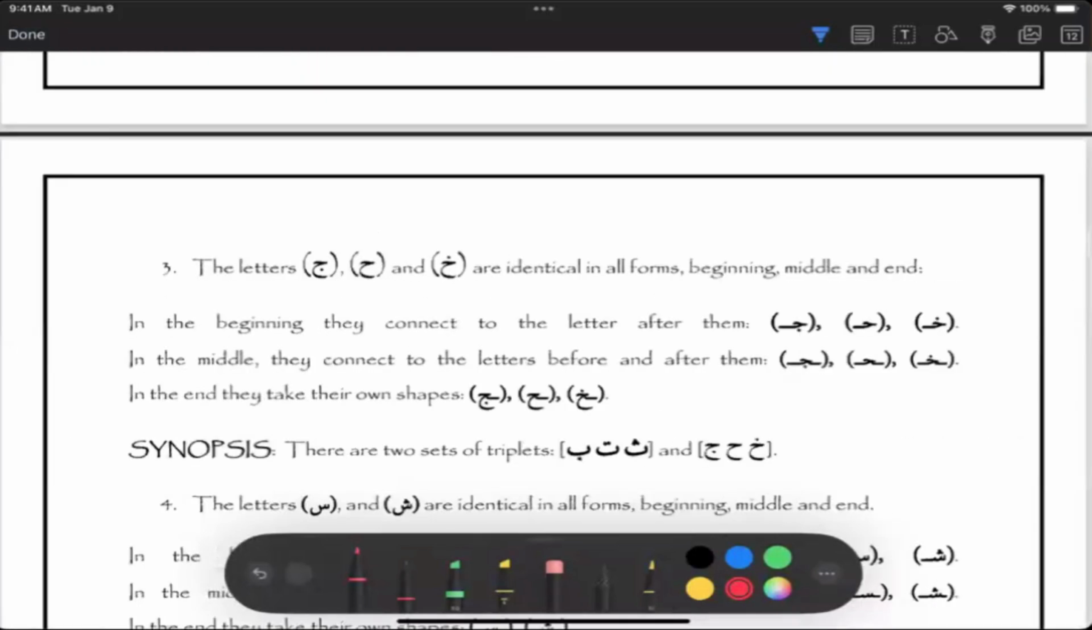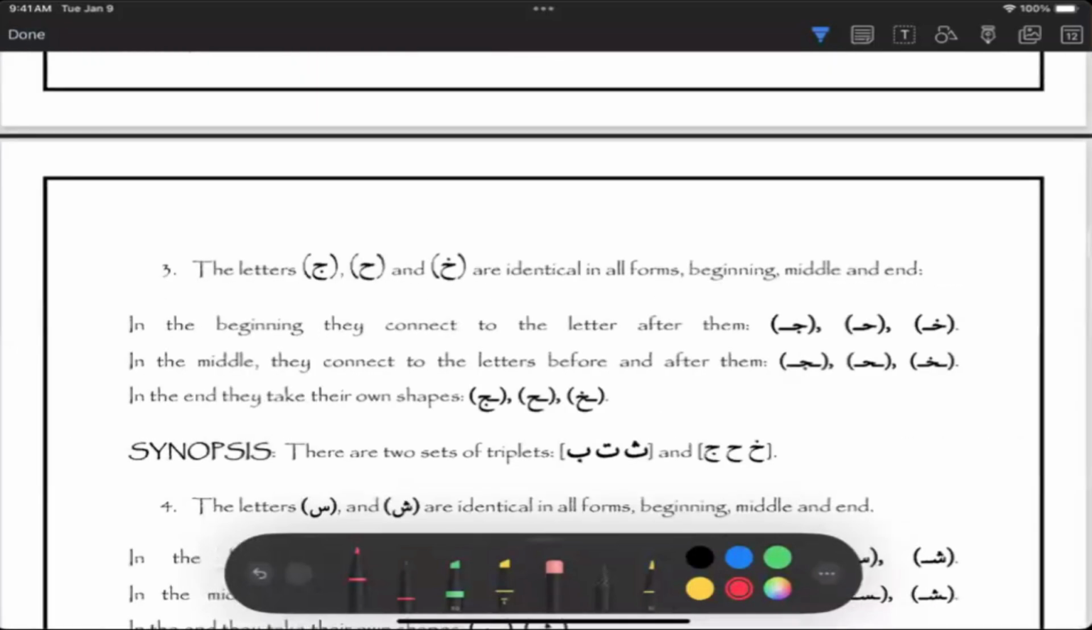Three, the letters Jim, Ha, and Kha are identical in all forms, beginning, middle, and end. So in the beginning, they connect to the letter after them. In the middle, they connect to the letters before and after them. And in the end, they take their own shapes. That's clear. Yes.